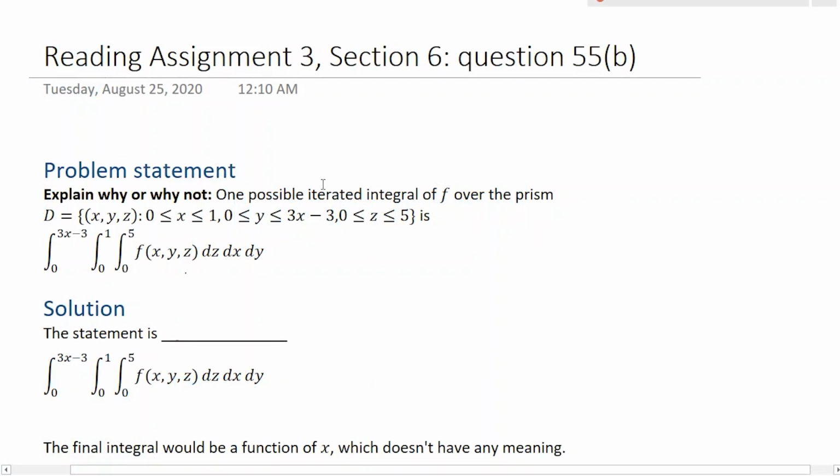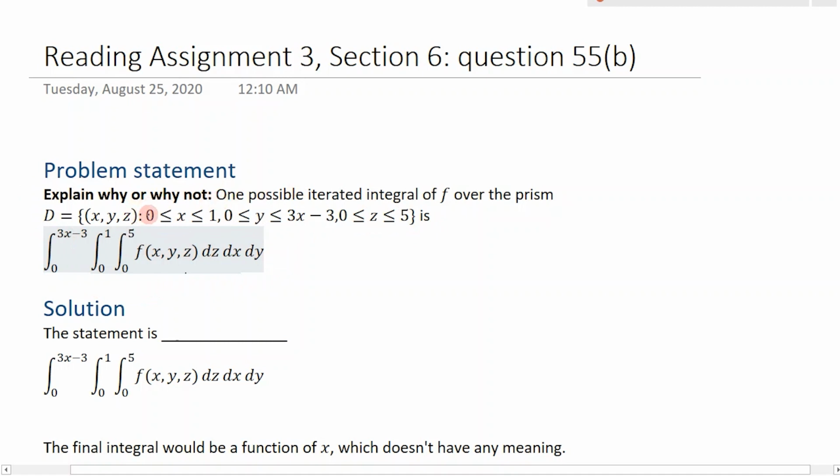Problem 55b from Reading Assignment 3, Section 6. This is a true or false question. The statement that you need to show to be true or false is like this. It says one possible iterated integral of f over the prism like this is given by this integral here.